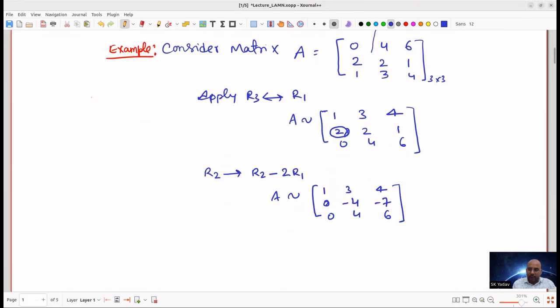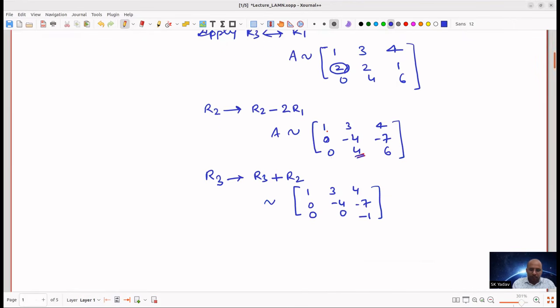Now again, I want to make this element 0, this 4 to 0. Now I could use the first row or the second row, but if I use the first row, I will have 1 here and it will come here. So I will use the second row for making this 4 as 0. So what operation should I apply? Simply R3 becomes R3 plus R2. What is the resulting matrix? I have here 1, 3, 4, then 0, minus 4 and minus 7, and the last row will be 0, 0, and here it will be minus 1, right? So this is how you can apply these operations here.